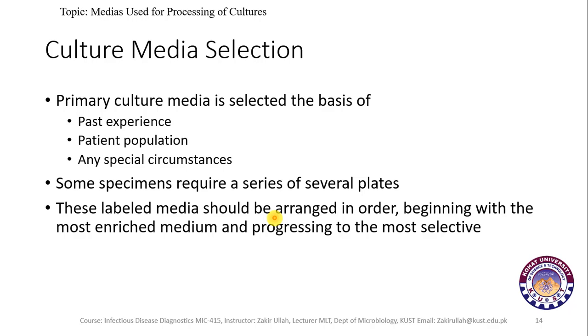For example, if we are testing for a new kind of microbe, we will inoculate that microbe on various plates, and their arrangement order will begin from the most enriched medium, and then the enrichment decreases going towards the most selective medium. So this type of setting is performed for any new specimen or any special requirement.